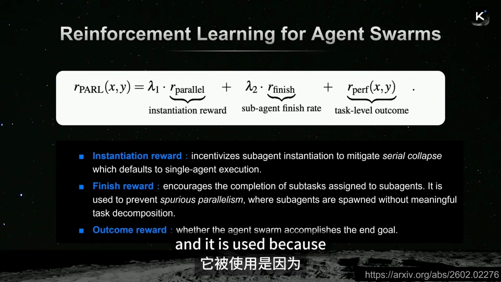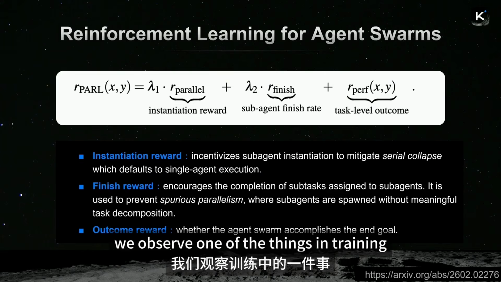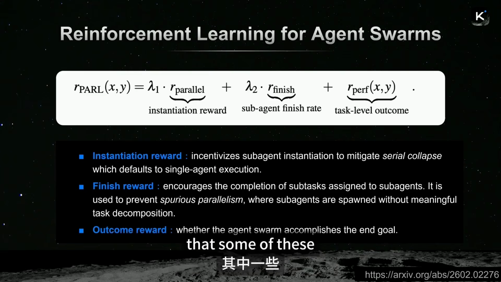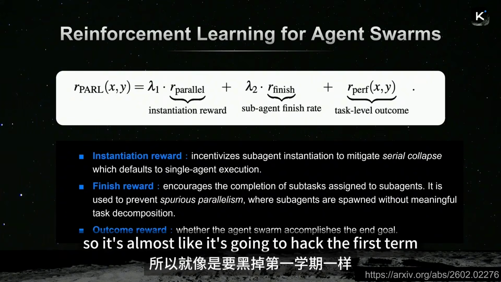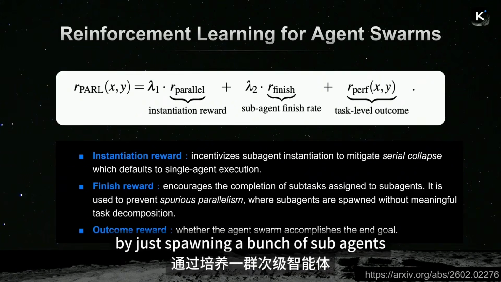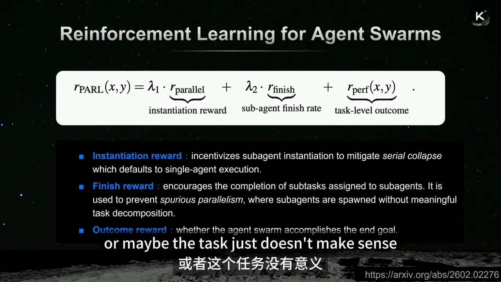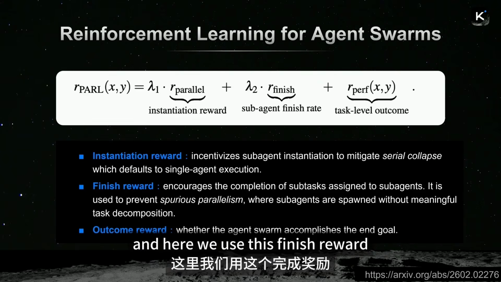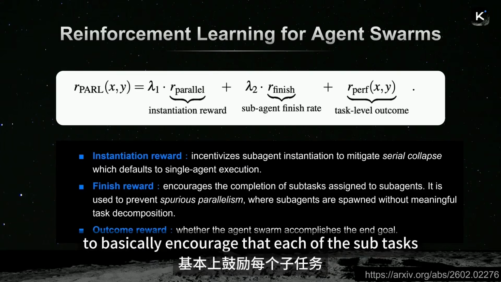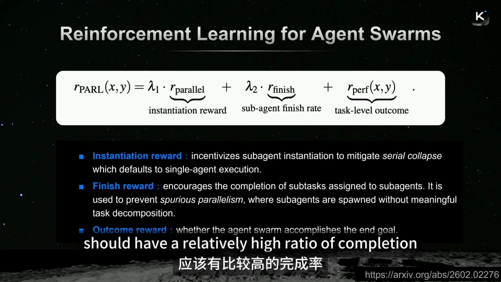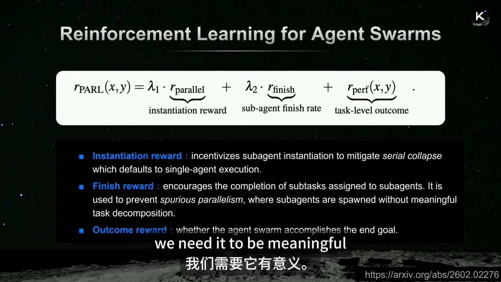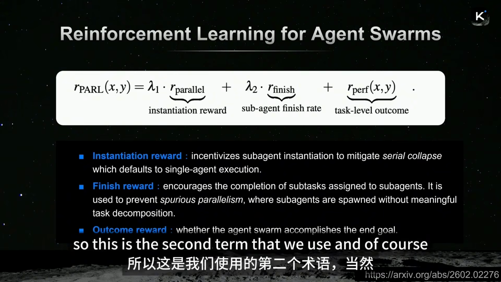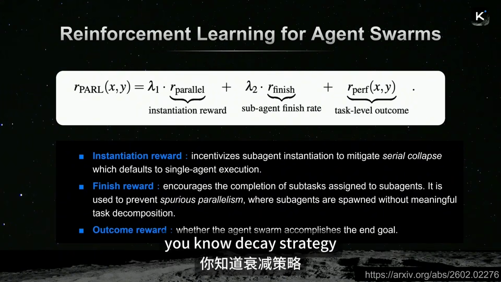It is used because we observed in training that some of these subtasks are just created but never finished. It's almost like it's going to hack the first term by just spawning a bunch of sub-agents, and the task might be too complex, or maybe the task just doesn't make sense. So we use this finished reward to encourage that each of the subtasks should have a relatively high ratio of completion, instead of just spawning a bunch of pseudo-tasks, which need to be meaningful. So this is the second term that we use. And of course, we use the same decay strategy.